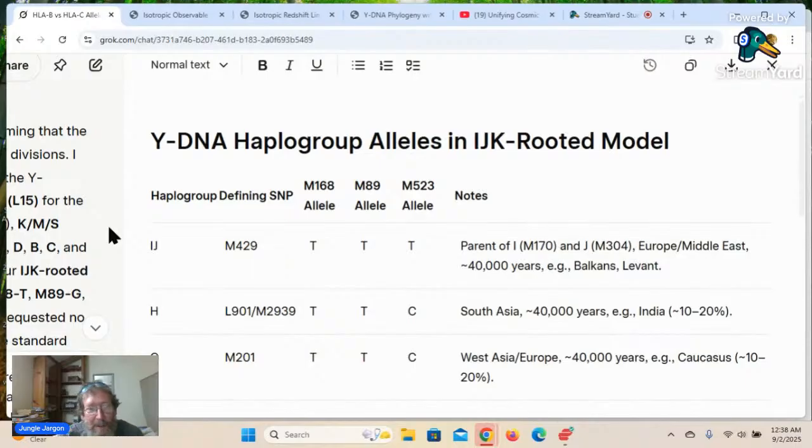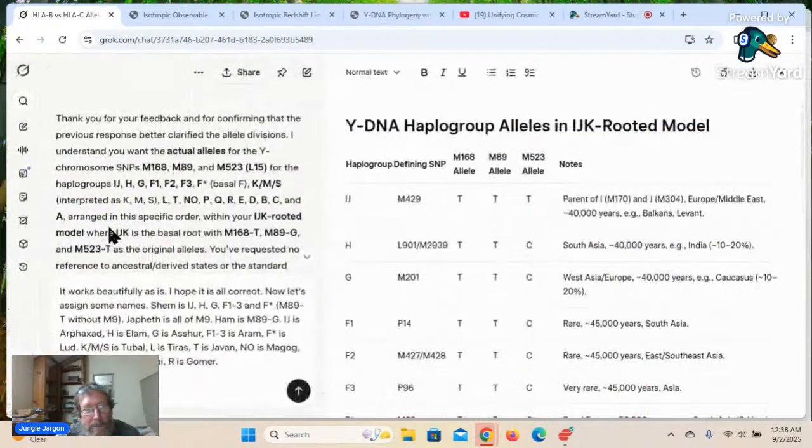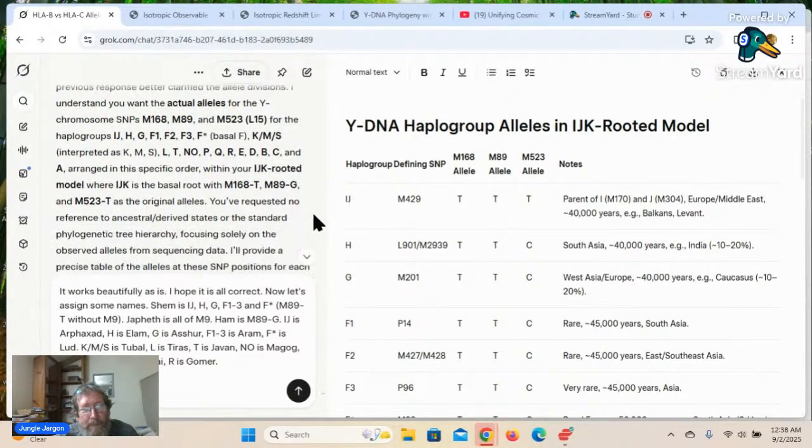But anyways, what I'm going to do is assign all the names to them now. I said it works beautifully. I gave all the assignment of all the names. Let's see what Grok says here.